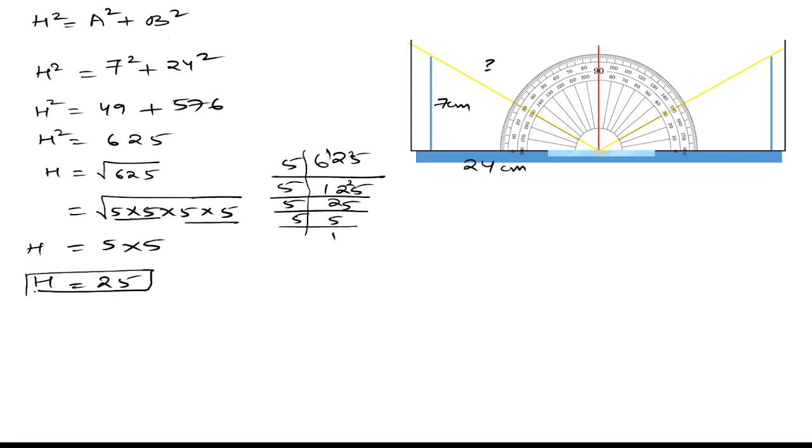So like this we will find out the square root. So what is this? 25 centimeter. That is the length of the hypotenuse.